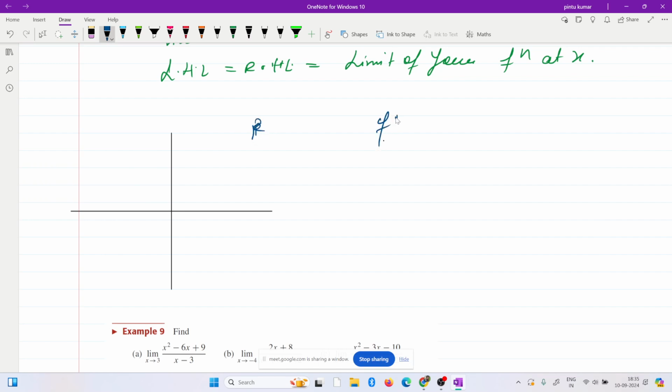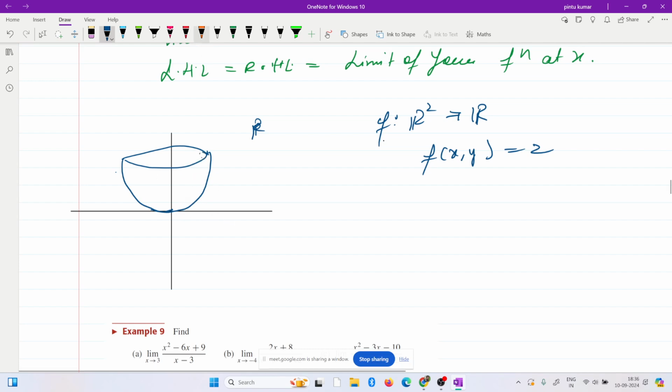So we have a function from R2 to R. This is nothing but a three-dimensional function. So this is something like f of x comma y is some z. Okay. So let's say you are drawing a figure something like this, some hemisphere kind of a thing. Okay. So imagine that this is a 3D figure. Okay. Now I want to find its limit at 0, comma 0.